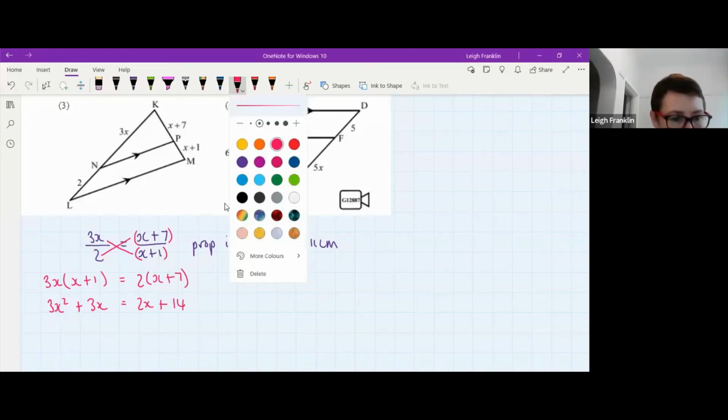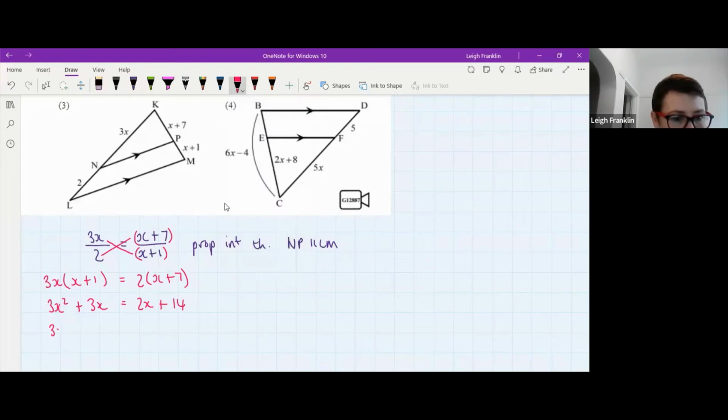So where are we? We are now here with 3x squared. Then I'm going to bring this 2x over to the other side. So 3x minus 2x is going to give me plus 1x. Now my 14 is going to come over. It's going to change its sign, and I'm going to end up with this. Is this where you were? Is this where you got stuck?